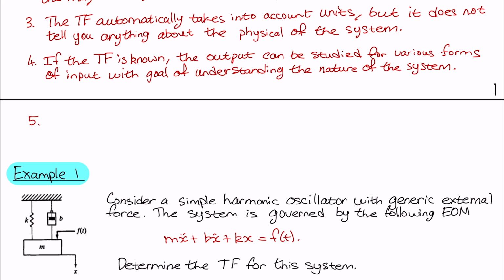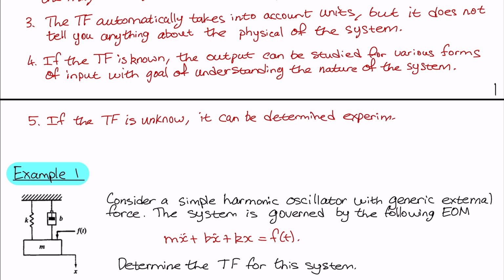All right, and the last thing we'll say is that if the transfer function is unknown, then it can be determined experimentally by applying some known input and then measuring the output. So if the transfer function is unknown, it can be determined experimentally by applying known inputs and measuring the output.